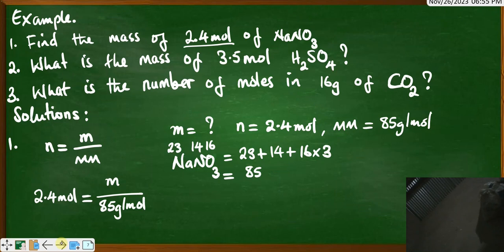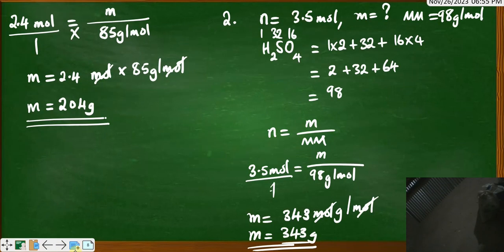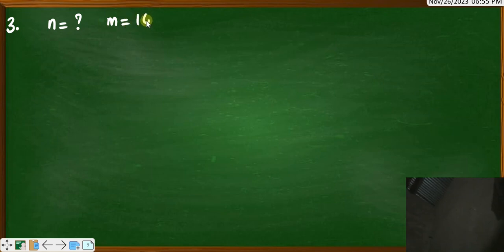So we go to the last question. What is the number of moles in 16 grams of carbon dioxide? So we need to find the number of moles in 16 grams of carbon dioxide. So let me align this one as well. So this is question number 3. Number of moles is what they're asking us to find, question mark. They've given us mass as 16 grams.